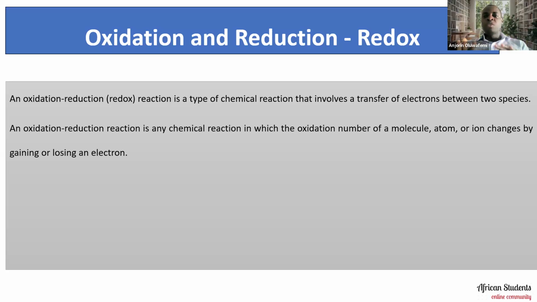So we've looked at two definitions now. The first one tells us that it's a kind of chemical reaction which involves the transfer of electrons between two species. We have also established that an oxidation reduction reaction can be referred to as a chemical reaction in which the oxidation number of a molecule, atom, or ion changes by gaining or losing an electron. Okay, so we have been able to establish that, which is very, very important.